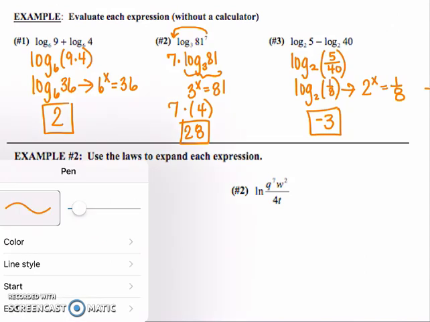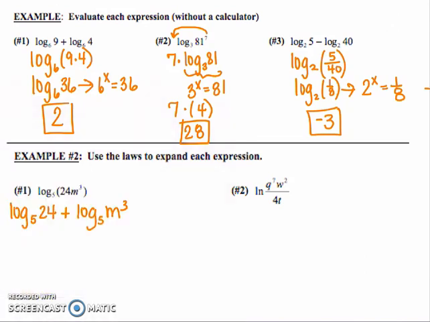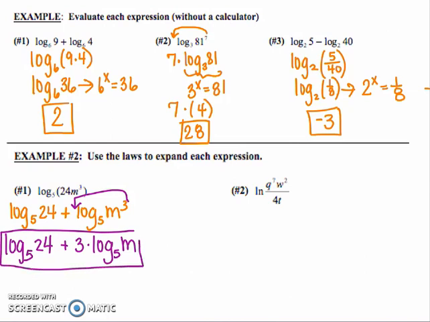Now that I've done that, the next step is I can take that 3 and move it in front of the log. So the log base 5 of 24 doesn't change, but then I have plus 3 times log base 5 of m. And that's going to be my final answer.